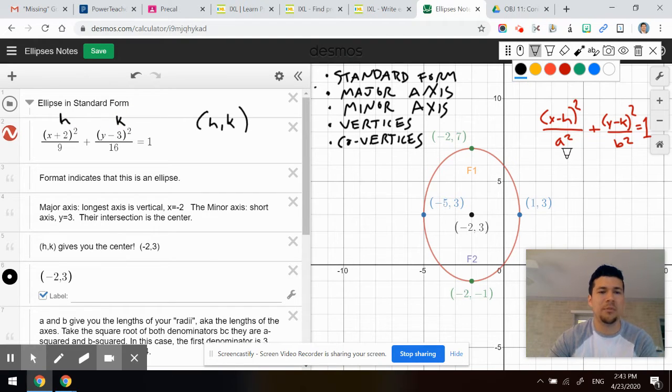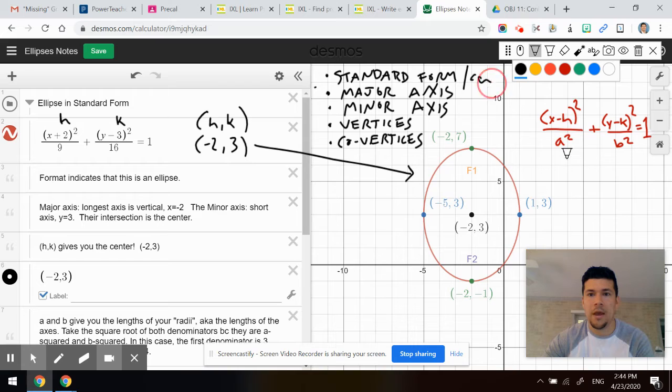So it looks like my h value is going to be -2. x minus -2 is the same as x plus 2. And my k value is going to be 3. All right. And if you zip over here to the ellipse, you'll notice that (-2, 3) is the center. All right. So we really went over standard form and the center.